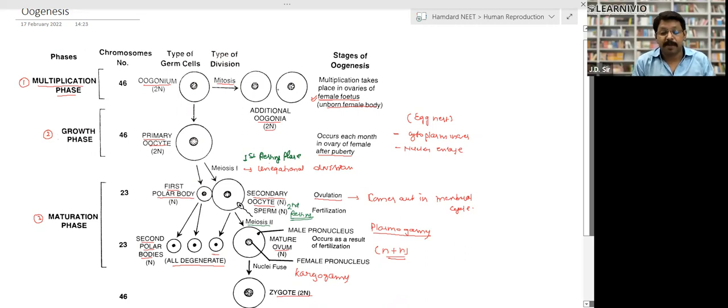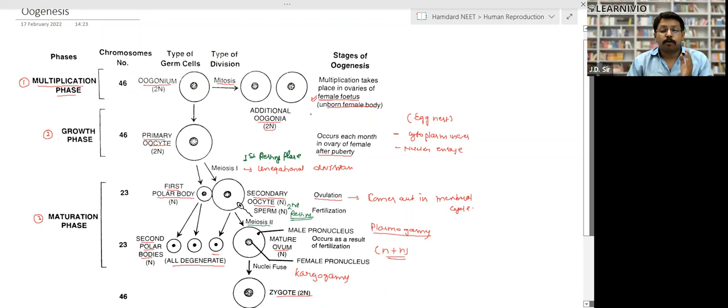Germinal epithelium multiplies, and that means oogonium multiply, forming more and more oogonium. Now what happens after birth, before puberty? The growth phase takes place. It occurs each month in the ovary after puberty. The female baby is born with a stock of eggs, meaning every female baby takes birth with approximately 60,000 oogonium.